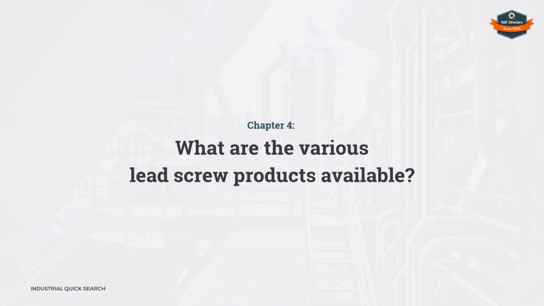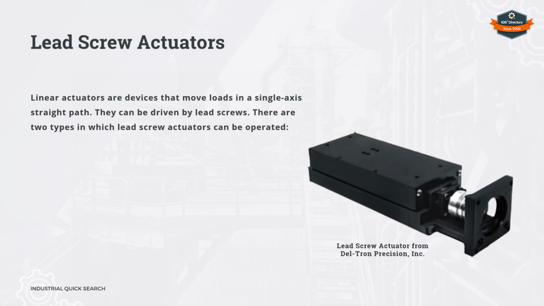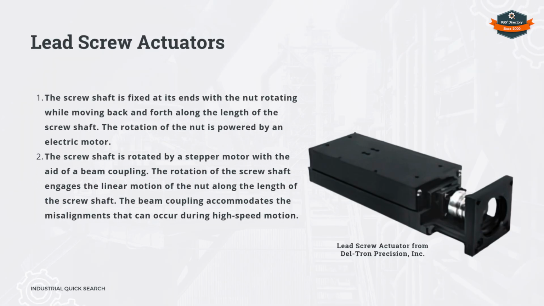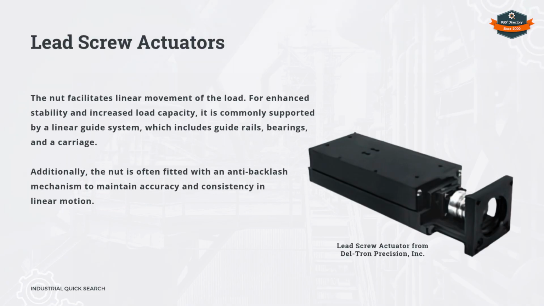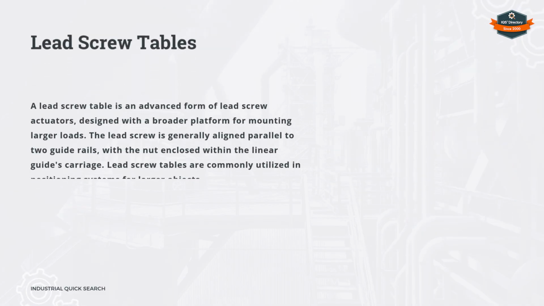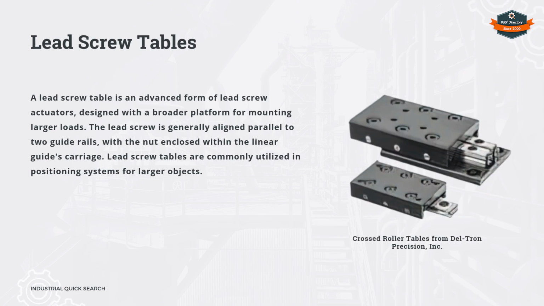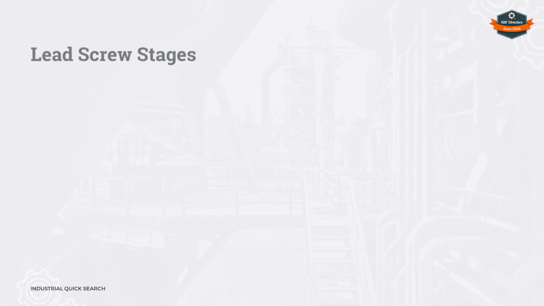Chapter 4. What are the various lead screw products available? Lead screw actuators. Here are two types in which lead screw actuators can be operated. Lead screw tables. Lead screw stages.